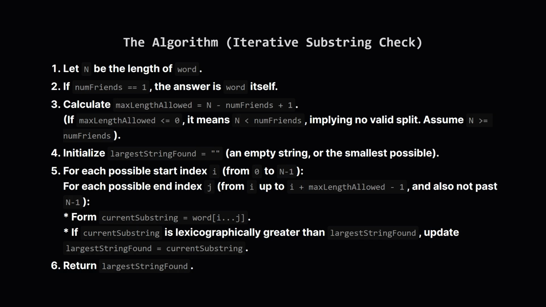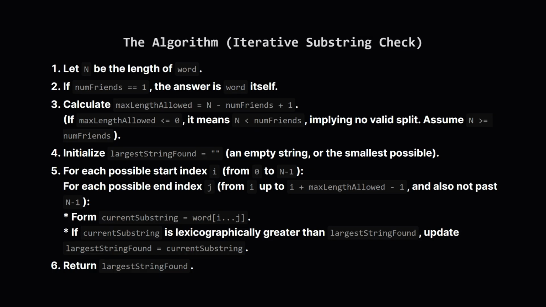Now for the main part, we use nested loops. The outer loop picks a starting position for our potential substring, let's call this i, going from the beginning of the word to its end. The inner loop picks an ending position, let's call it j. This j starts from i and goes up to either i plus max length allowed minus 1, or the end of the word, whichever comes first. This ensures our substring word[i..j] doesn't exceed the allowed length and stays within the word's bounds.